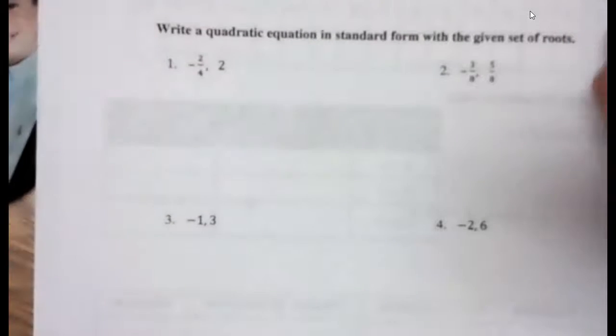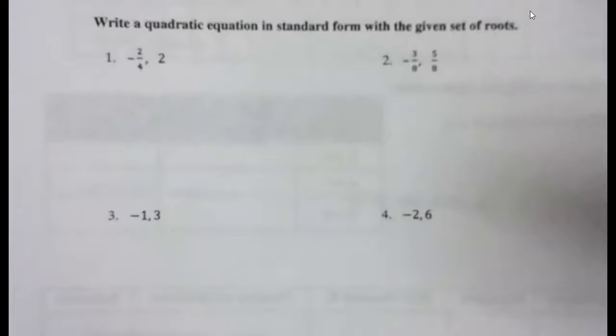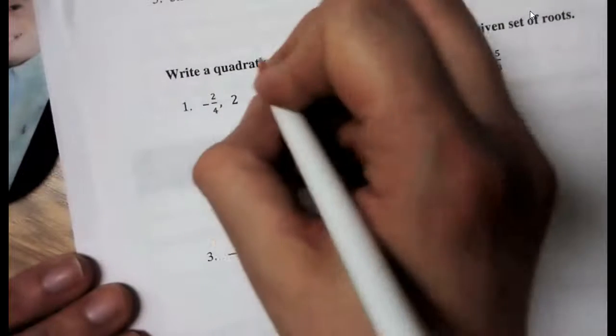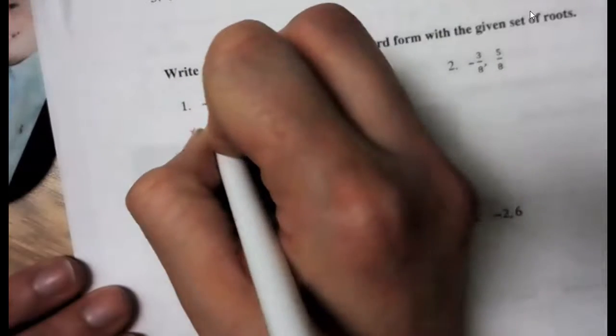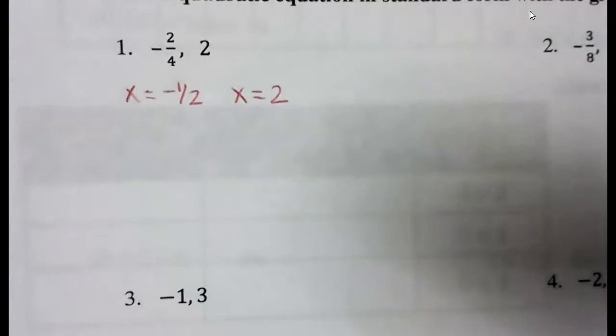So we're down at the bottom of that page. So we're looking at writing a quadratic equation in standard form given two roots. So what we're going to do is say x equals, and you could change negative 2/4 to a half. You could leave it as negative 2/4. Doesn't matter. So x equals negative 1/2. X equals 2. And then what you're going to do is get both of those set equal to 0.